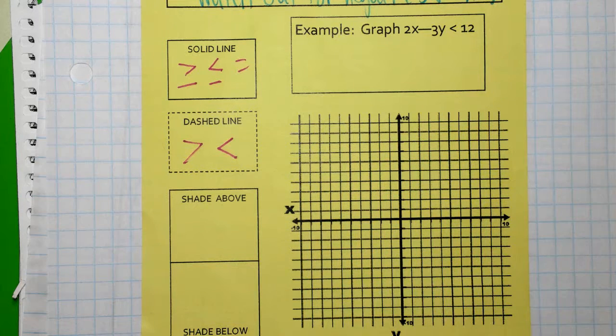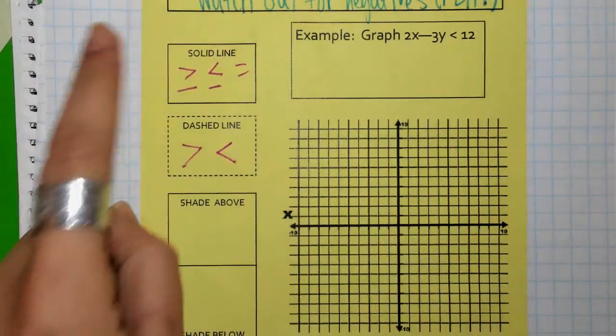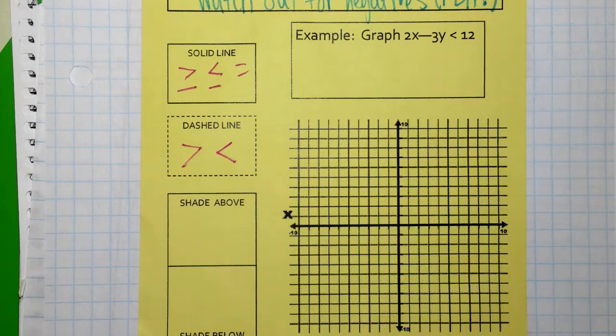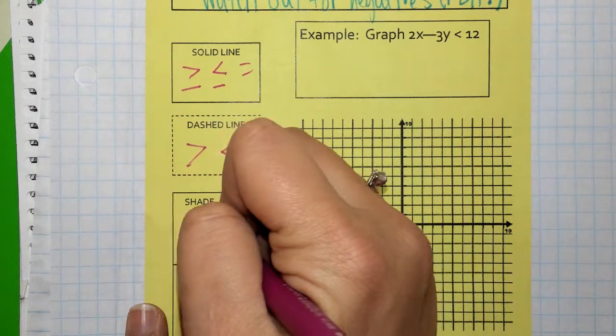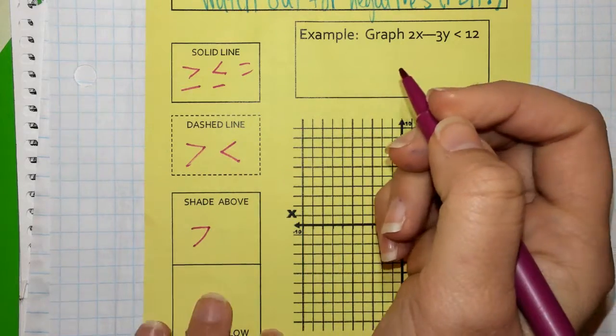Alright, so when do you think you would shade above a line? What are our symbols, guys? If you shade above, is that more than or less than? That's more than. So is that greater than or less than? Okay, that's a point. So, we struggled through that one.